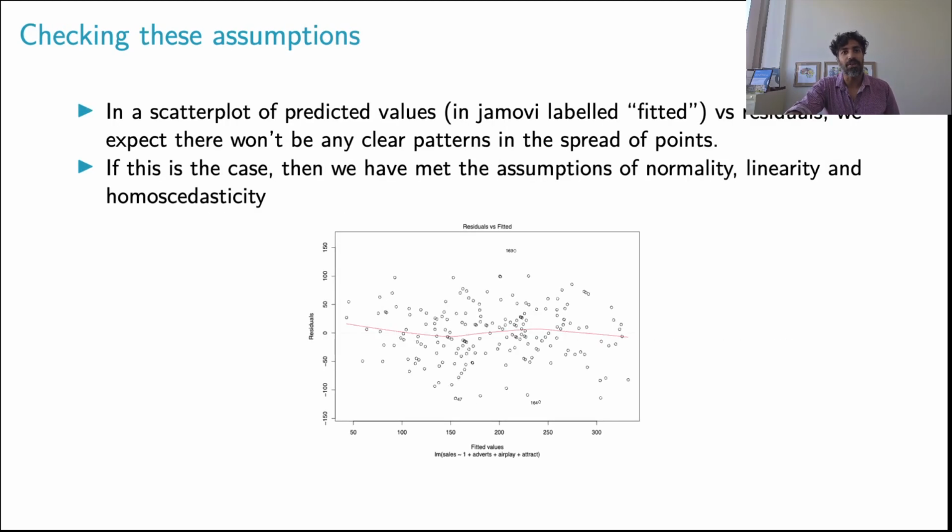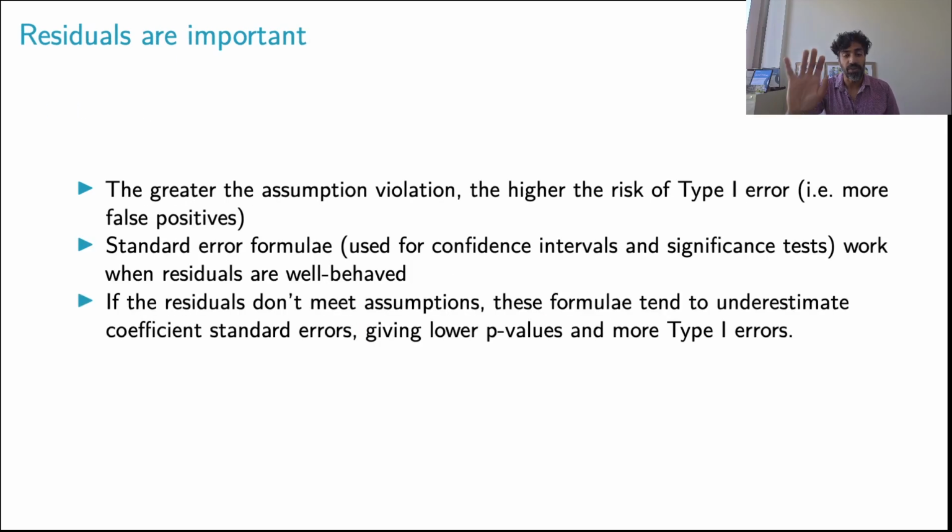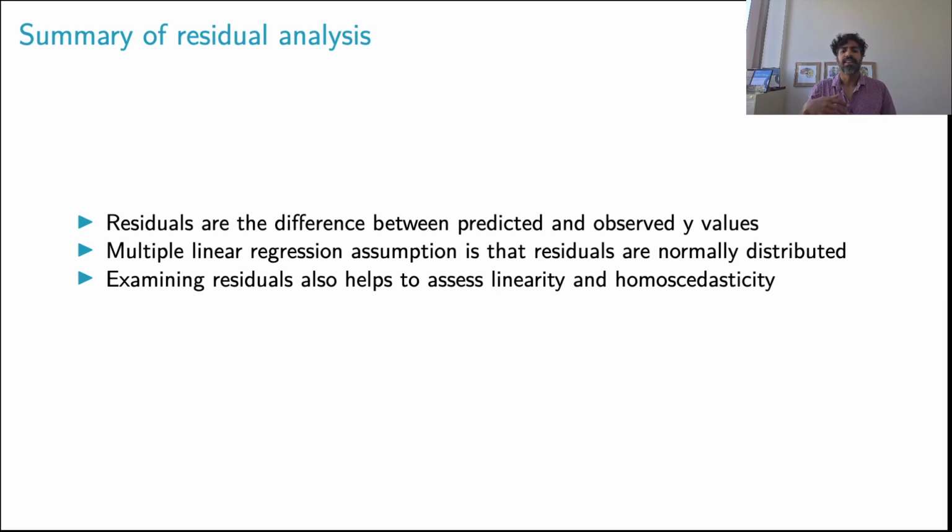And so these are the plots you're looking at, and I've tried to give you idealized examples of what they should look like, so you have a good sense of a good standard for meeting the assumptions. So the key takeaways are that residuals are the difference between your predicted value and the observed values, the red line and your observed value. The multiple linear regression assumption is that residuals are normally distributed, and examining residuals also helps assess linearity and homoscedasticity. So really, really important with our assumption checking.